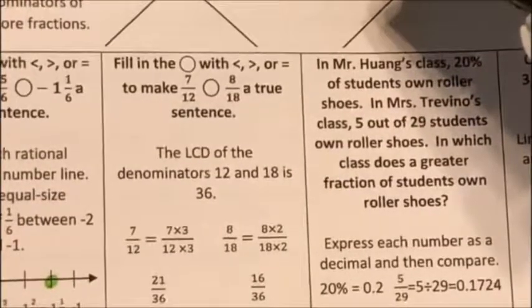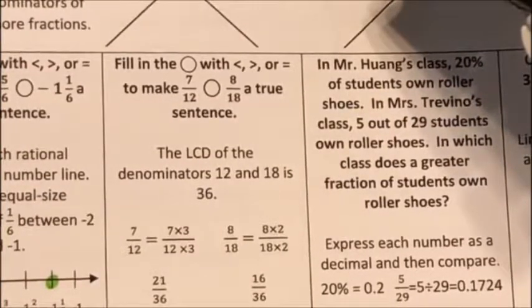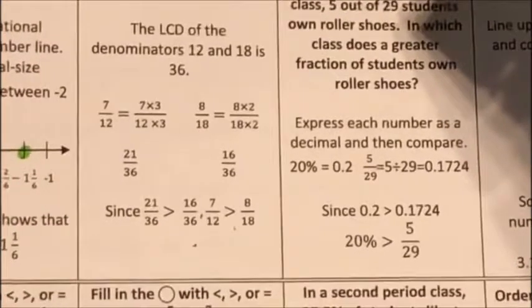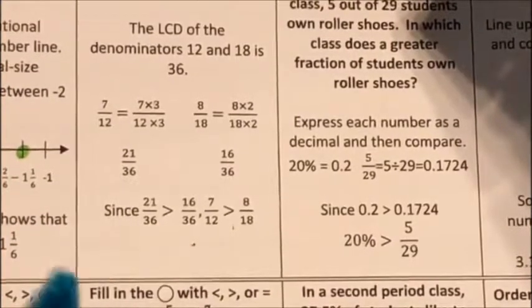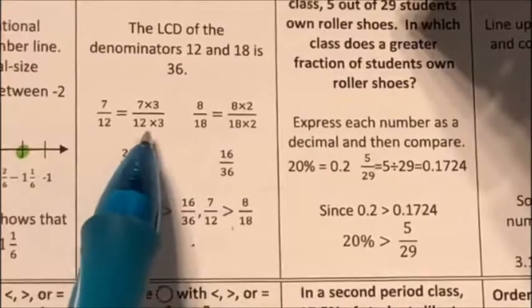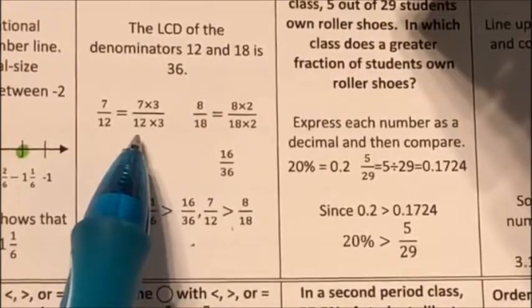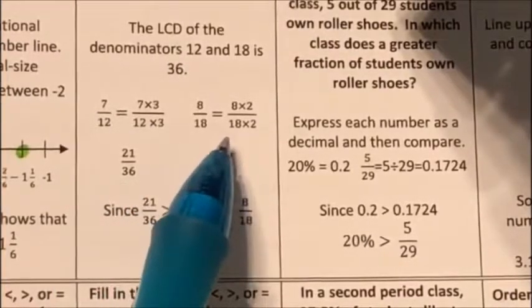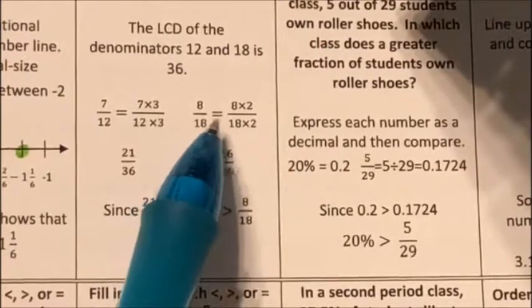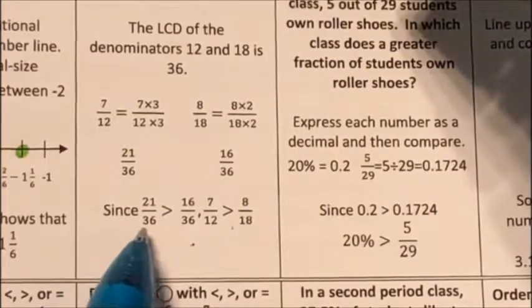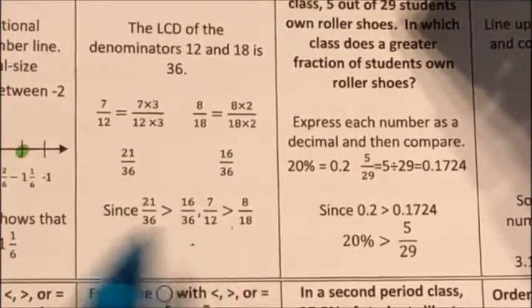Then I have fill in the circle with less than, greater than, or equal to make 7/12 and 8/18 a true sentence. So the LCD, or least common denominator, of the denominators 12 and 18 is 36. In order to get 12 to be 36, I had to multiply by 3. Whatever I do to the denominator, I have to do to the numerator. So 7 times 3 is 21 over 36. 18 I had to multiply by 2 to get 36, so 8 times 2 gives me 16. 21 is bigger than 16, so 7/12 is greater than 8/18.